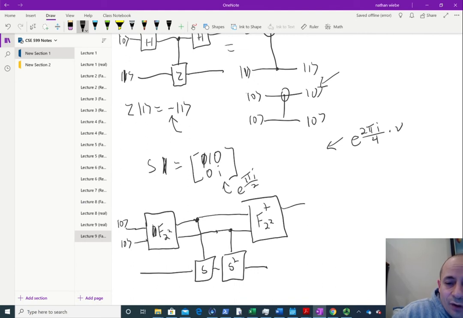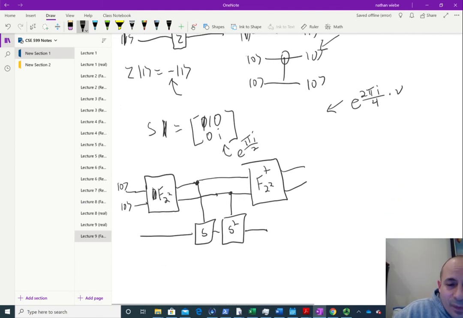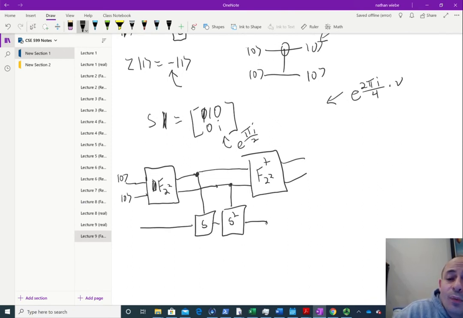And we're going to invert the Fourier transform. So the difference is that, actually, never mind. So this is our circuit over here. And now let's pay attention to what this does.